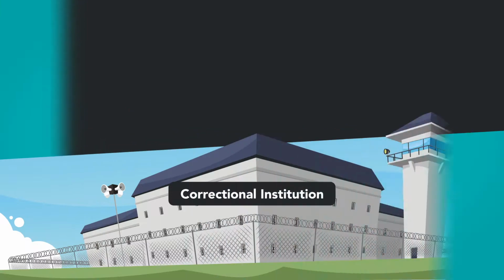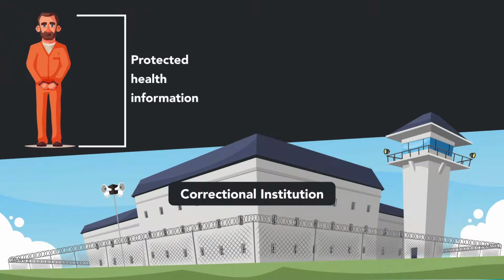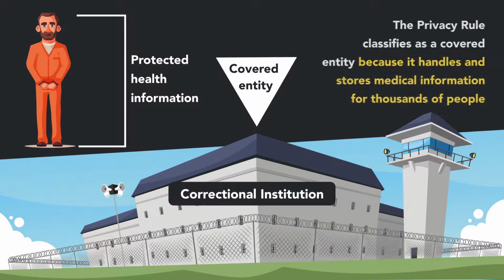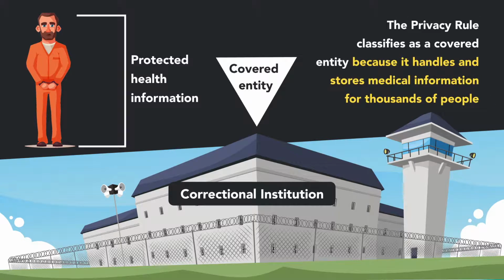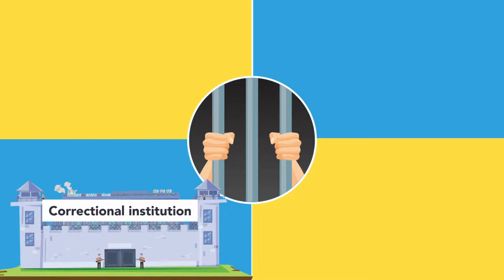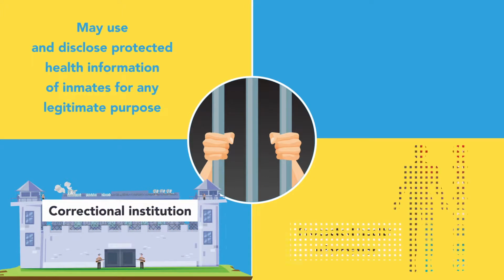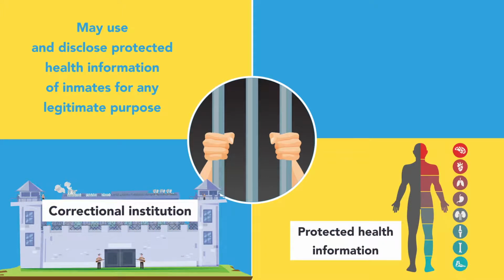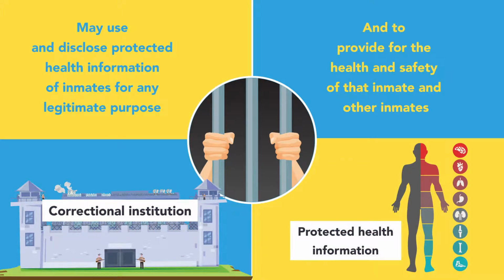The most common way this exception arises is with protected health information disclosures of inmates in a correctional institution, which the privacy rule classifies as a covered entity because it handles and stores medical information for thousands of people. A correctional institution having lawful custody of an inmate may use and disclose protected health information of inmates for any legitimate purpose and to provide for the health and safety of that inmate and other inmates.